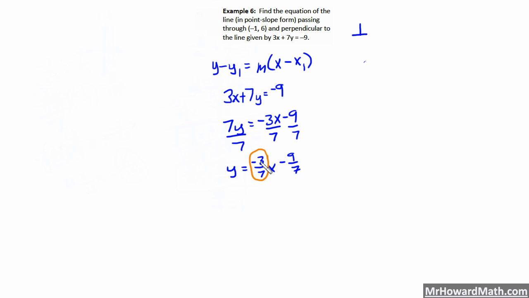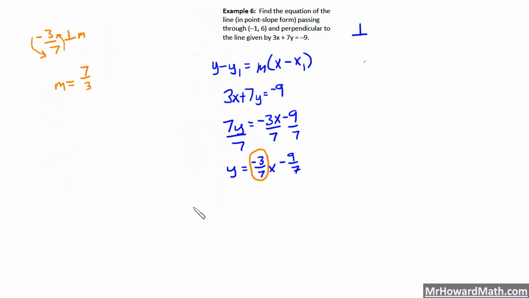Okay, remember, we want to be perpendicular to this line, so we need an opposite reciprocal. So right now we have -3/7. The perpendicular slope to that would flip this and change that sign. So our slope, our m, is equal to positive 7/3. Okay? So now we've basically got this problem done. We have our slope. They gave us an x1 and a y1 here, so now we just fill it in.